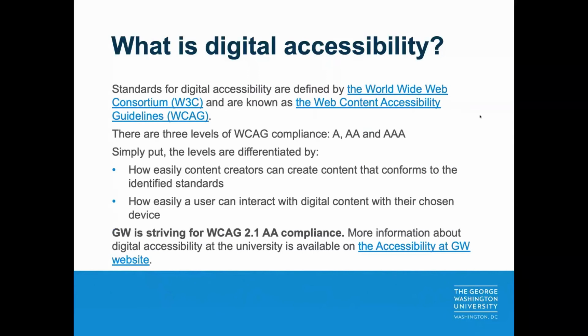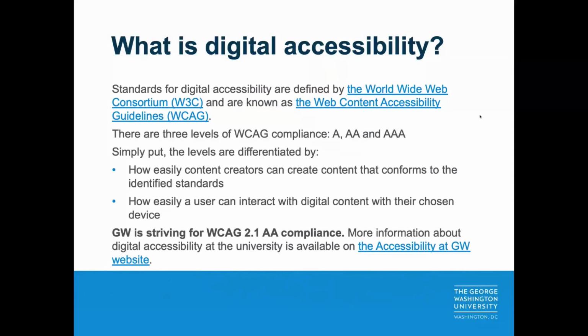And the difference between the 3 levels, basically determining if you are compliant for one level or the other, is how easily can you as a content creator or content manager implement a given set of standards and best practices, and how easily can the end user actually interact with your digital content using their chosen device or their chosen method. So those two things are what determine whether or not you're single A compliant, AA compliant, or AAA compliant, or just not compliant at all.